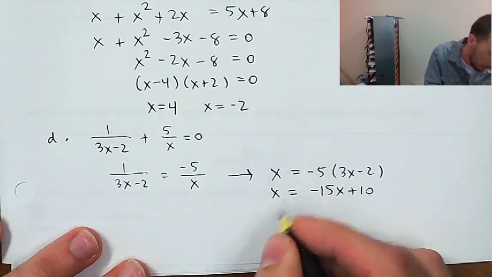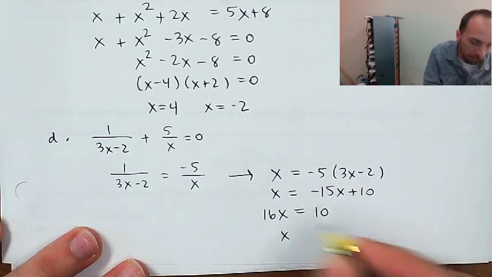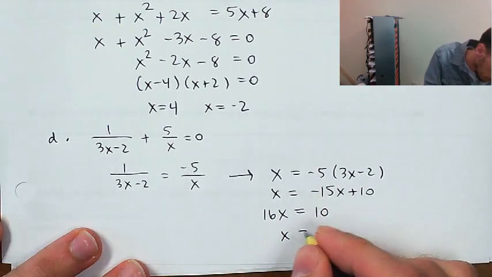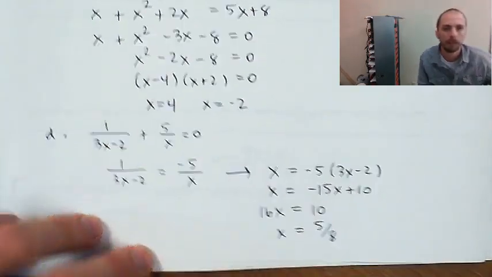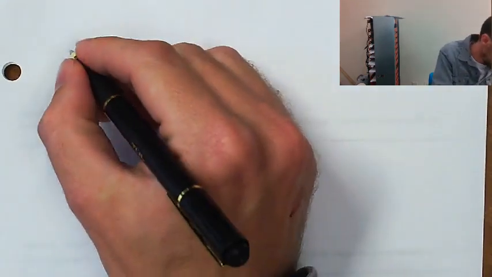Okay. So I'm going to add the 15x to both sides. I'll have 16x. That'll be equal to 10. And I'll divide by 16. If I have 10 over 16, that's 5 over 8. Okay. And that's great. Okay, well, that was D. Okay, so the next one's E.